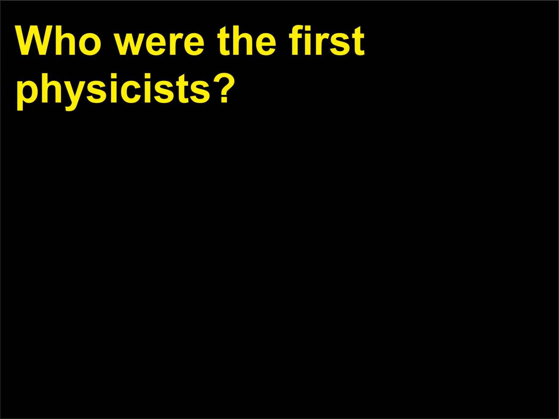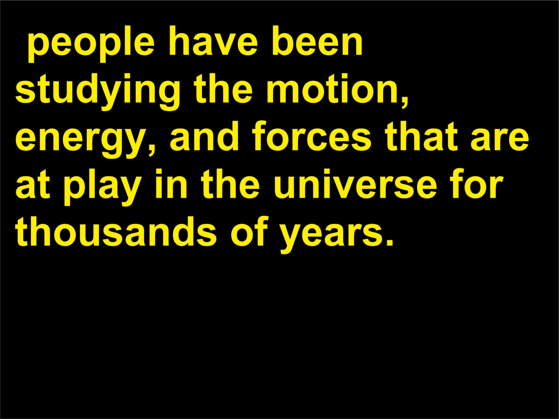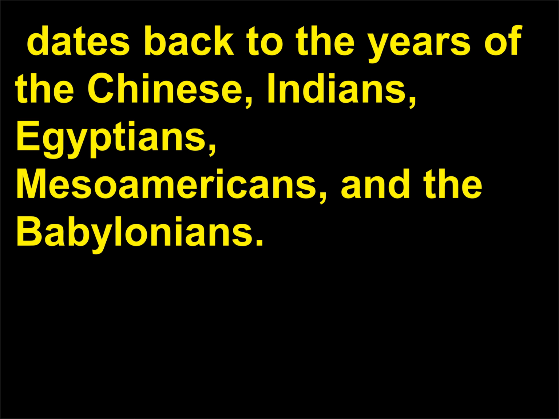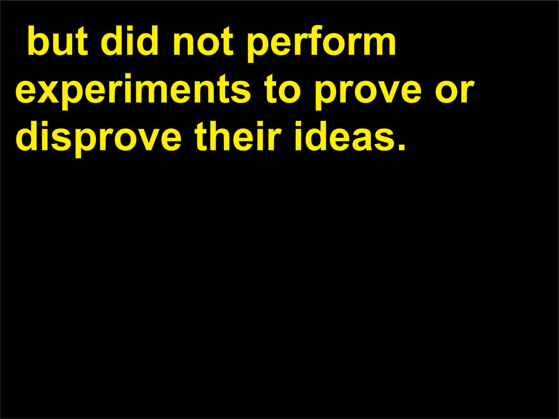Who were the first physicists? Although physics was not considered a distinct field of science until the early 19th century, people have been studying the motion, energy, and forces that are at play in the universe for thousands of years. The earliest documented accounts of serious thought toward physics, specifically the motion of the planets, date back to the Chinese, Indians, Egyptians, Mesoamericans, and the Babylonians. The Greek philosophers Plato and Aristotle analyzed the motion of objects, but did not perform experiments to prove or disprove their ideas.